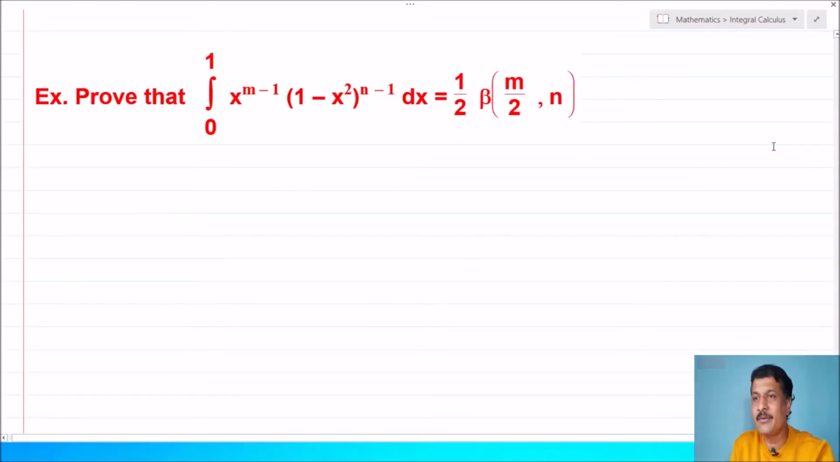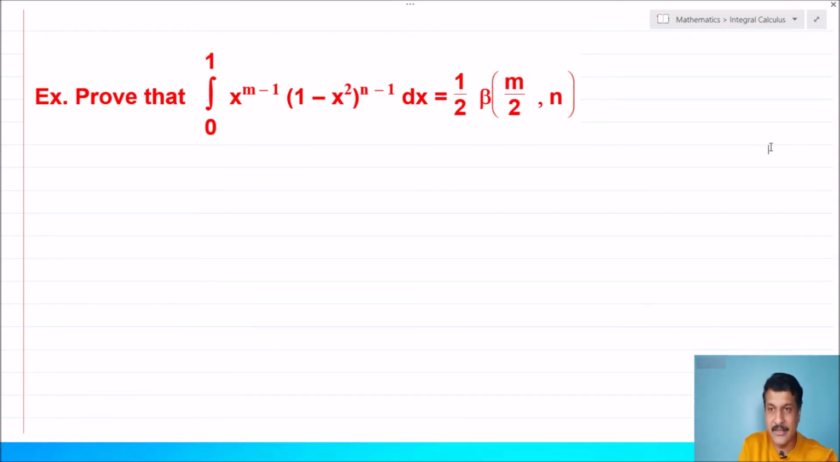Now consider one more example on this. Prove that integration 0 to 1, x raised to m minus 1 into (1 minus x square) whole raised to n minus 1 dx equal to 1 by 2 beta of m by 2 and n. So very simple example. In this beta and gamma function, you must remember the substitution.